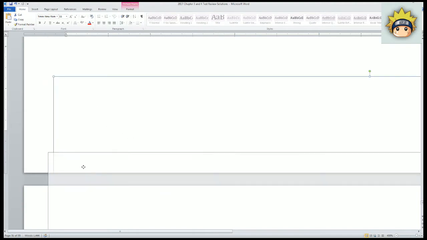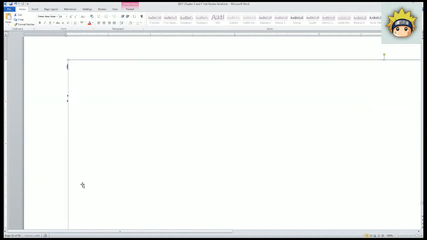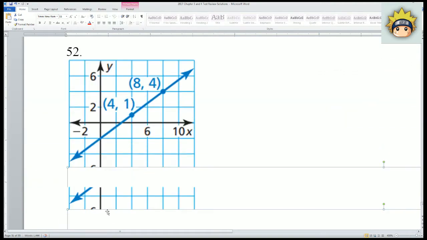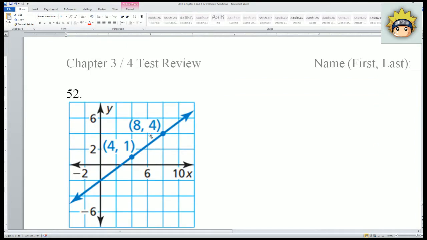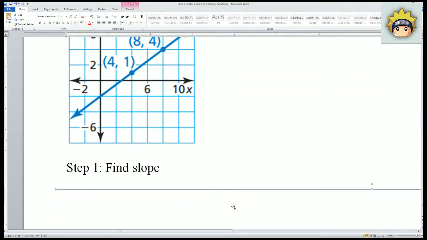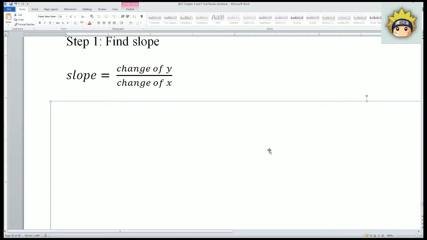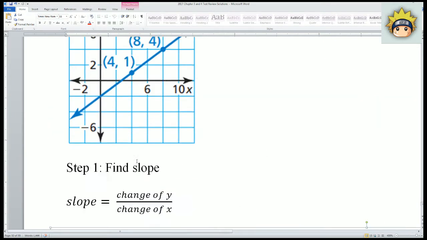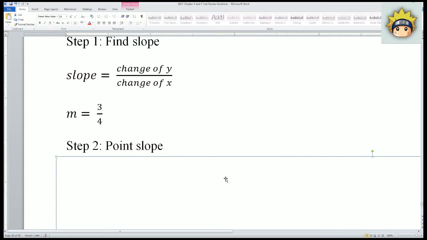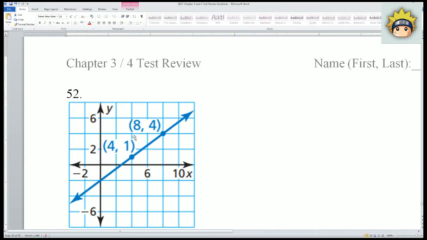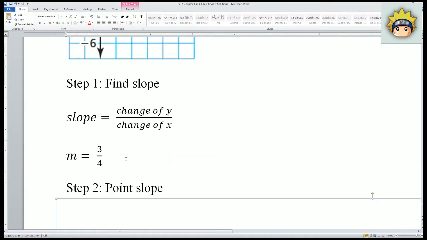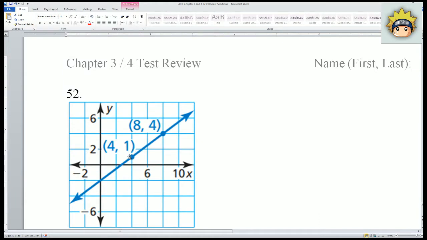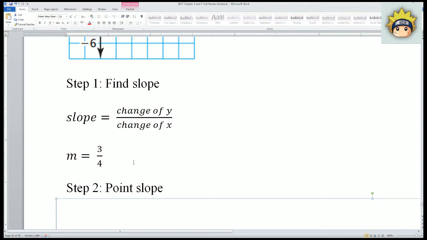Let's go to 52 now. 52 again, we have the same information. We have 2 points. Again, we need to find the slope as the first step, and the slope is the change of y over the change of x. How much are we changing in y? So from here, how many times are you going up? 3 times. 1 to 4 is 3.